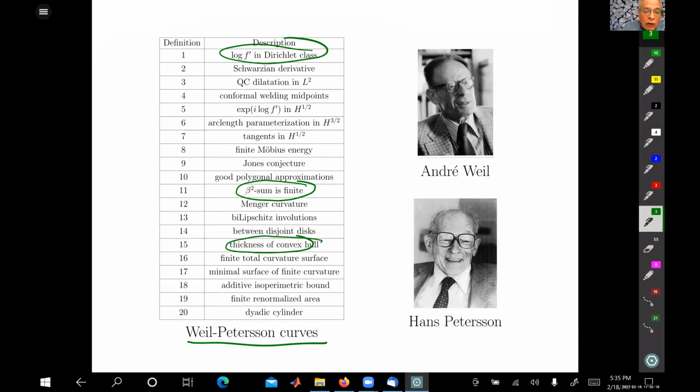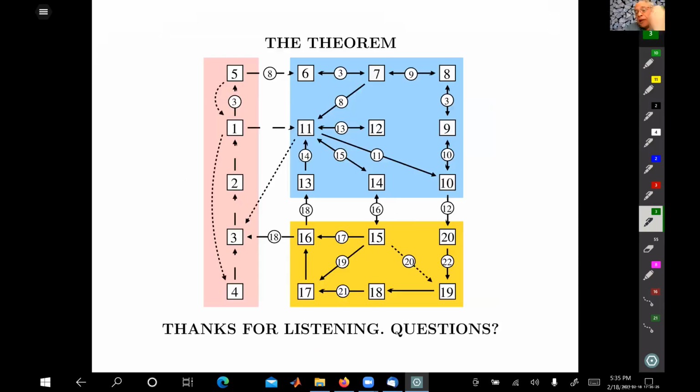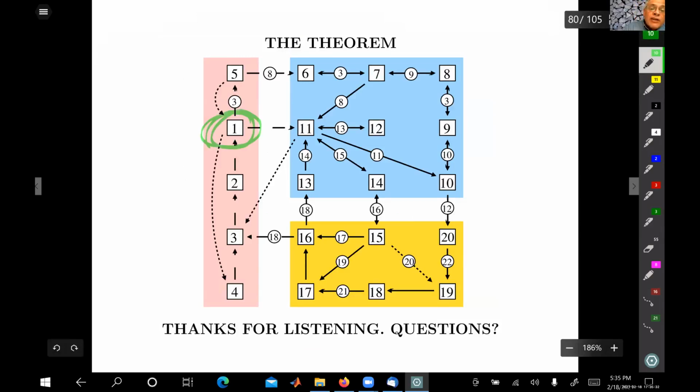I can hardly keep track of all of these different definitions in the paper. So I had to draw a diagram. And this is the proof diagram of how the different things imply each other. The tour that we've been on today roughly goes something like this. I started you out over here, and this was the H3 halves definition up here.